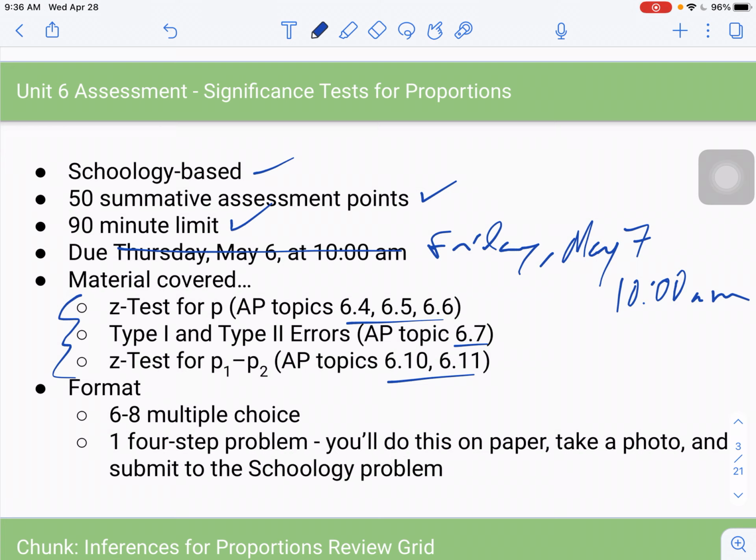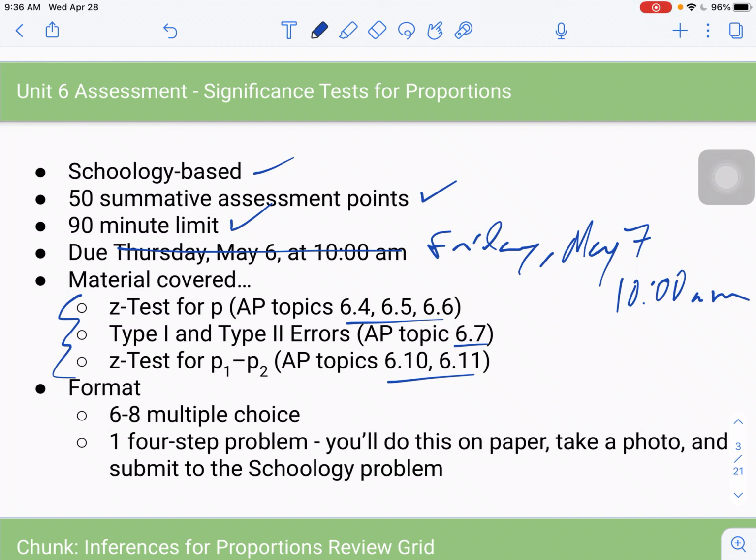The format of the assessment: there'll be 6 to 8 multiple choice questions. And then there will be one 4-step problem. You're going to do it on paper, take a photo, and then submit it to the Schoology problem. So that's how you complete that one. There's just one of those 4-step problems, so I want you to be ready for that. And that one will be weighted quite a bit more heavily than each of the multiple choice questions.